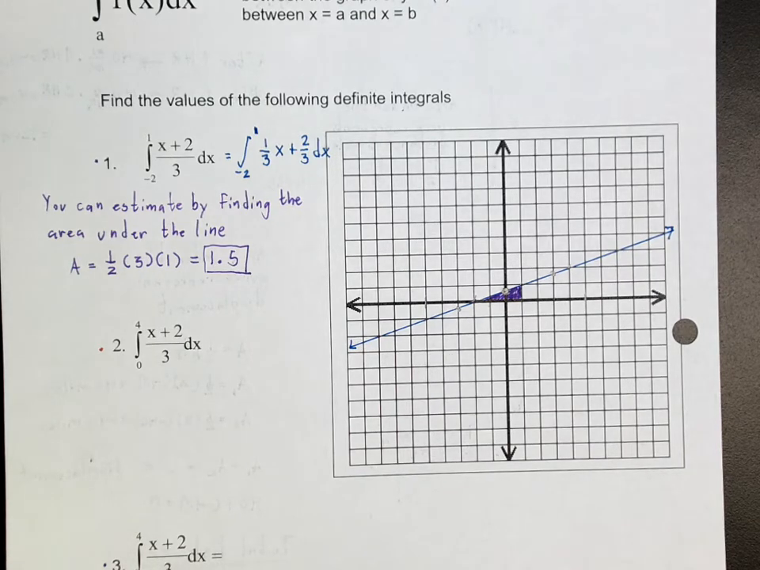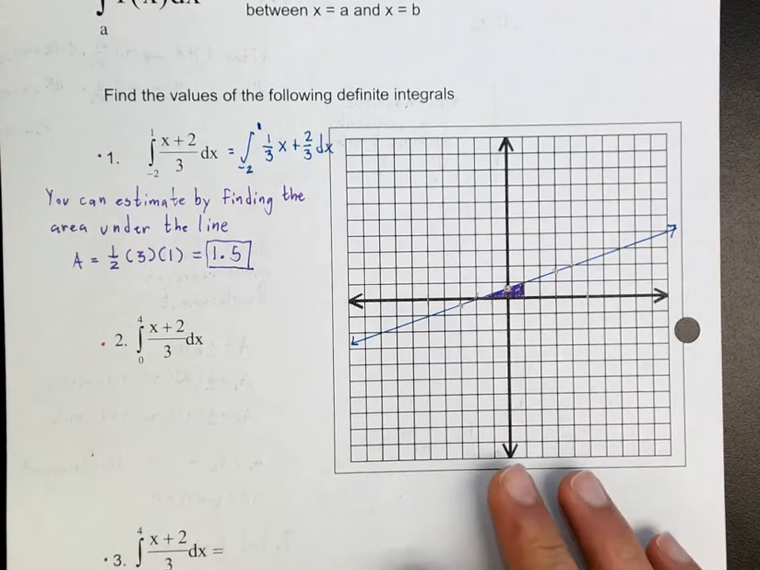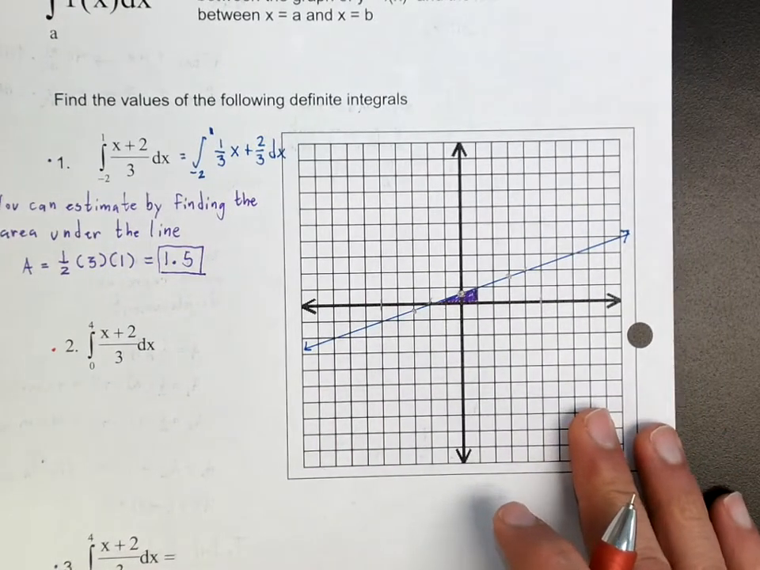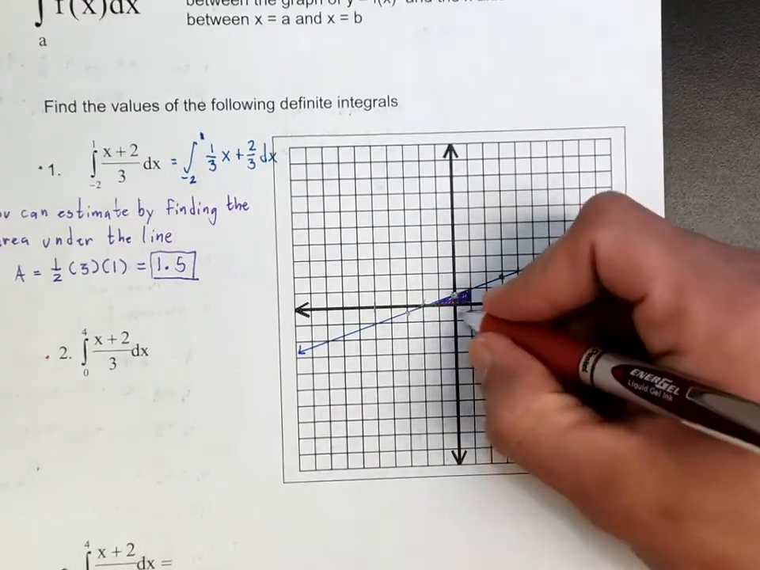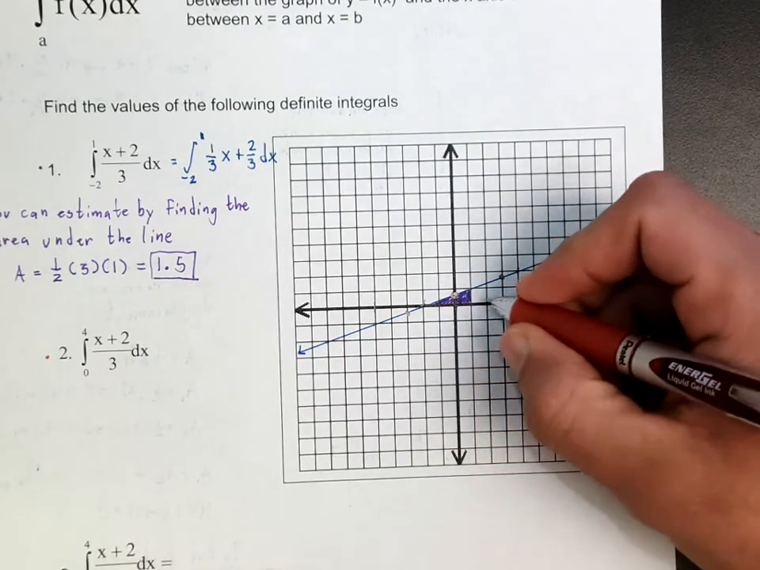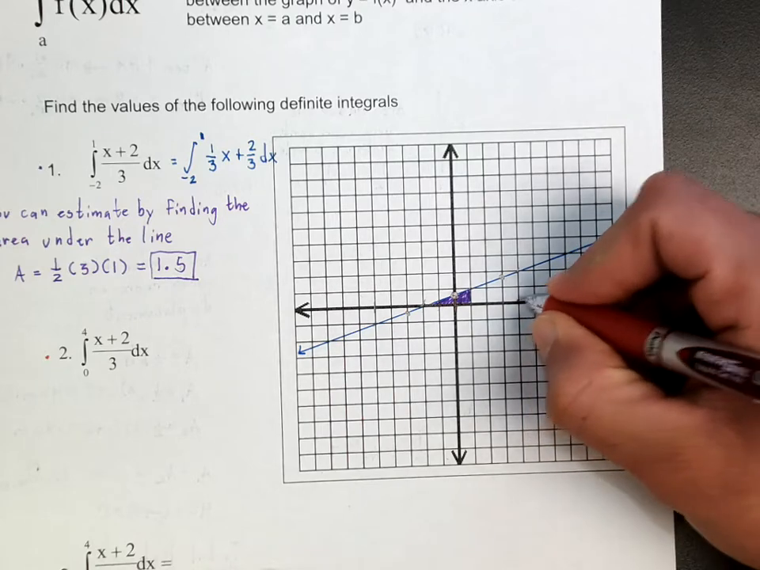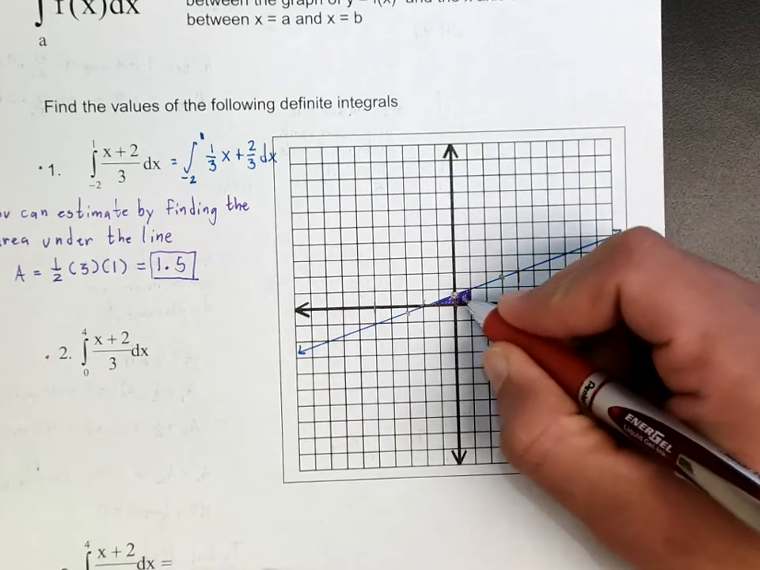Now, on the next one, we're actually going to try to find the area between 0 and 4 under the same curve, right? So this and this is the same line. So, let's see, between 0 and 4. Now, 0, it's right here. Okay, so there's going to be some overlap here. And 4 is, let's see, 1, 2, 3, 4. 4 is right here. So we're going to try to find the area.